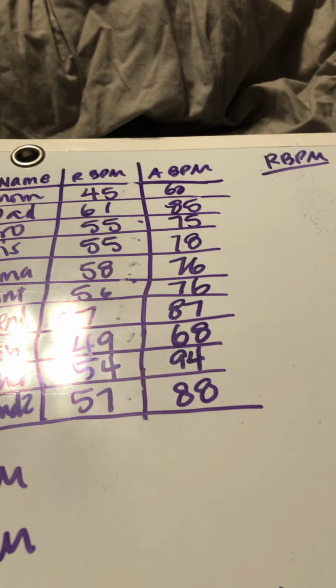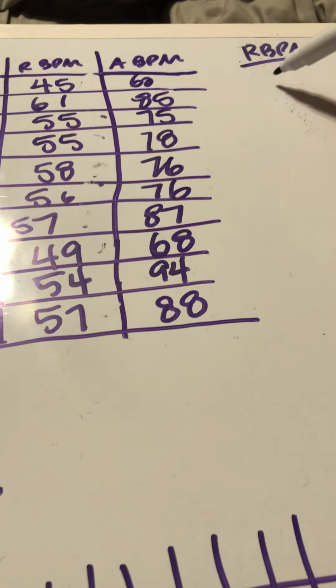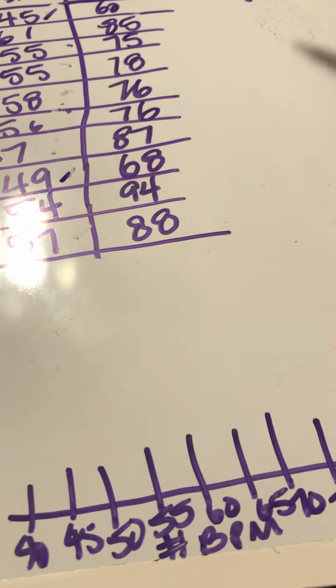Then we have to organize those least to greatest. After we have them organized least to greatest, then we're going to make our box plot. So for resting beats per minute, I know 45 is my smallest, and then 49 is my next smallest.